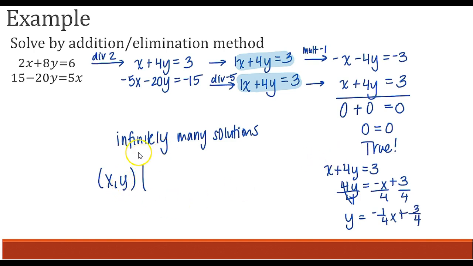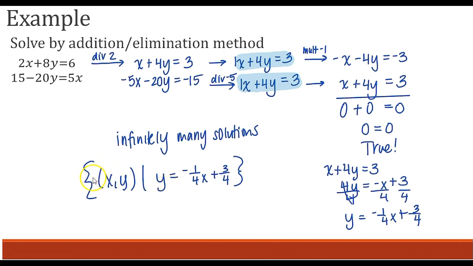So we say that there's infinitely many solutions, and those solutions are all the points x comma y such that y equals negative 1/4 x plus 3/4. And we write that in these braces here. So it's true there's infinitely many solutions, but we know exactly what solutions those are. It's every single point on this line.